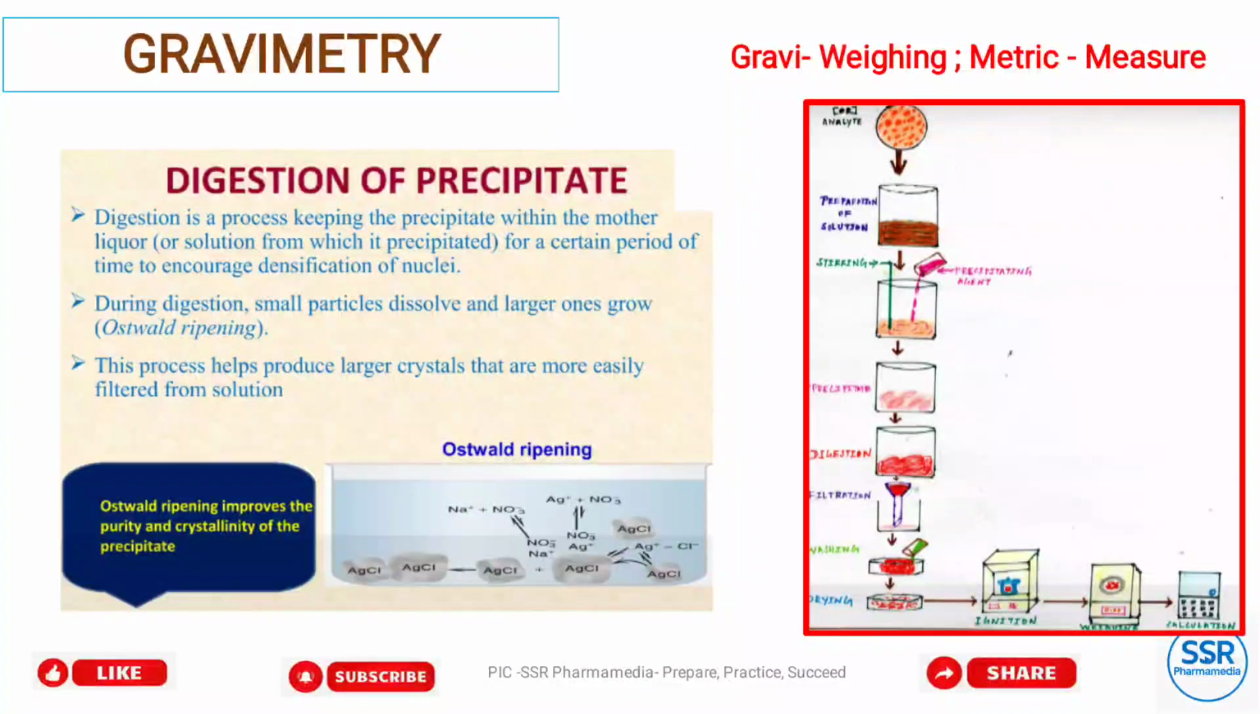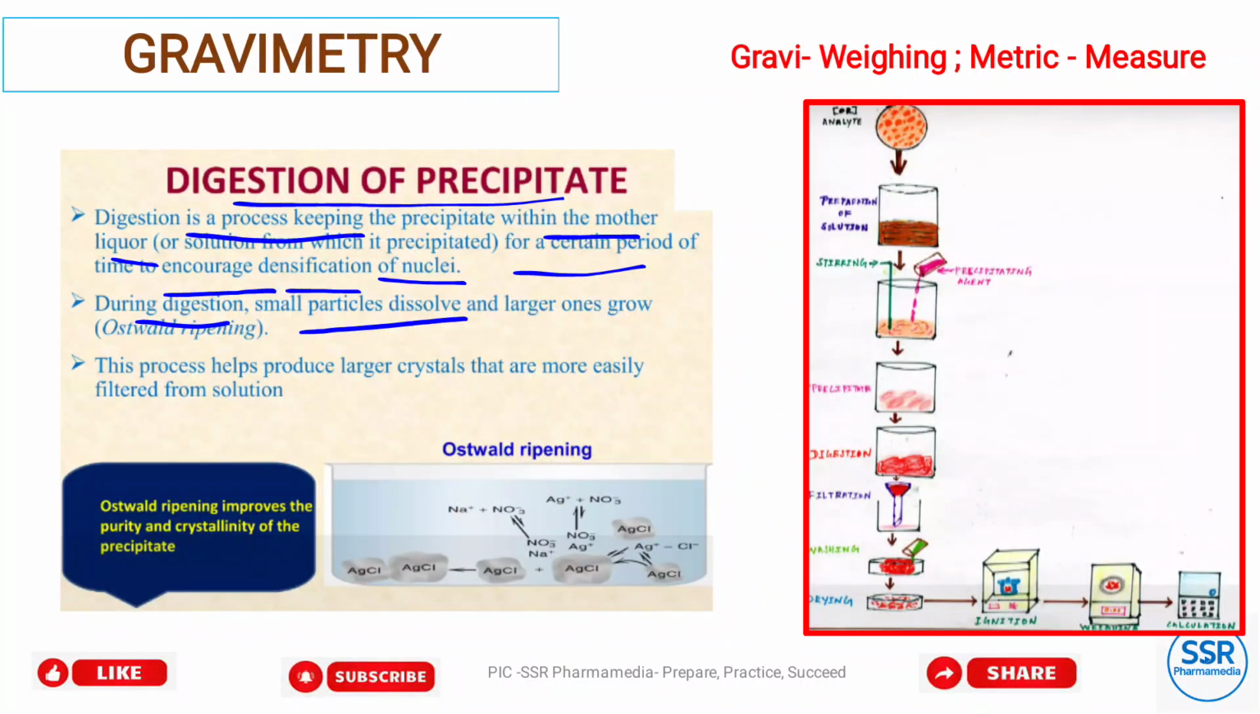Next, digestion of the precipitate is very important. Digestion is the process of keeping the precipitate within the mother liquor, the solution from which it precipitated, for a certain period of time to encourage disintegration of nuclei. During digestion, small particles dissolve and large ones grow. It is called Ostwald ripening.